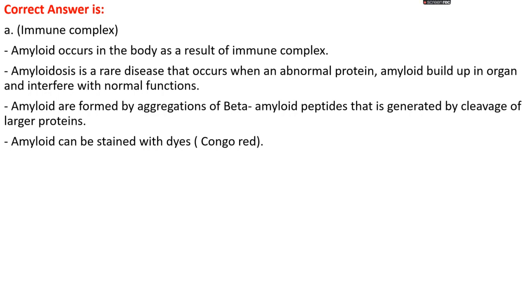Actually, amyloidosis is a rare disease that occurs when an abnormal protein, that is amyloid, builds up in organs and interferes with normal functions. These amyloids are formed by aggregations of beta amyloid peptide that is generated by cleavage of larger protein, and this amyloid can be stained with dye that is Congo red.